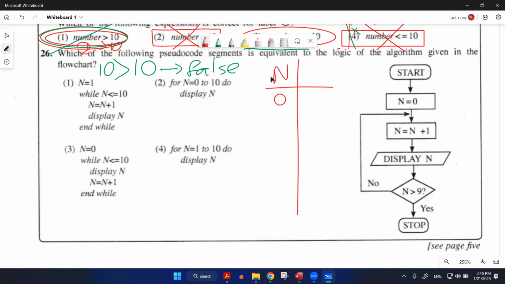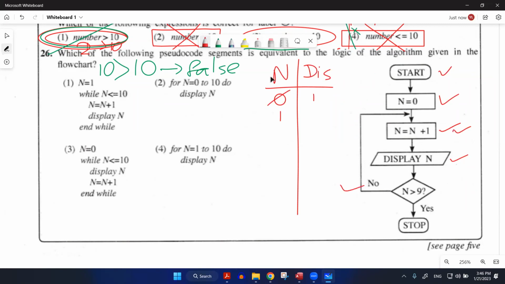And so this happens, then they say n equals n plus 1. So this becomes 1. And it says display n. So I'll take this as display. So 1 is displayed. And n larger than 9. They are asking the question whether n is larger than 9. The value of n is 1. It is not larger than 9. So it goes on the no path.